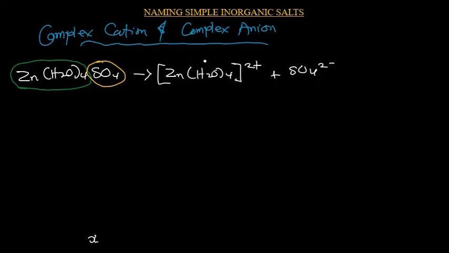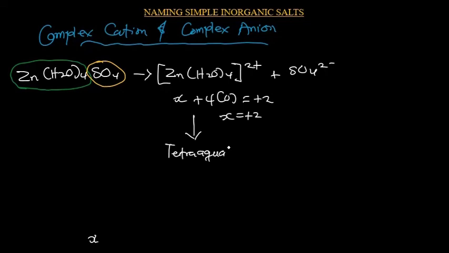Now, we'll have to name this cation first. Zinc over here is x, water is neutral, so 0, and equal to +2. So zinc is +2. So the cation is going to be tetraaqua zinc 2. Okay, tetraaqua zinc 2, and then we name the anion.